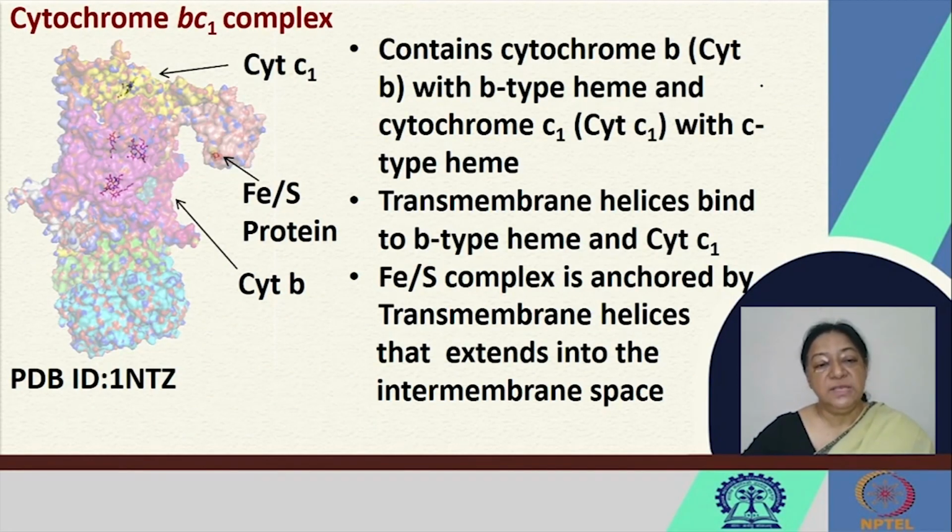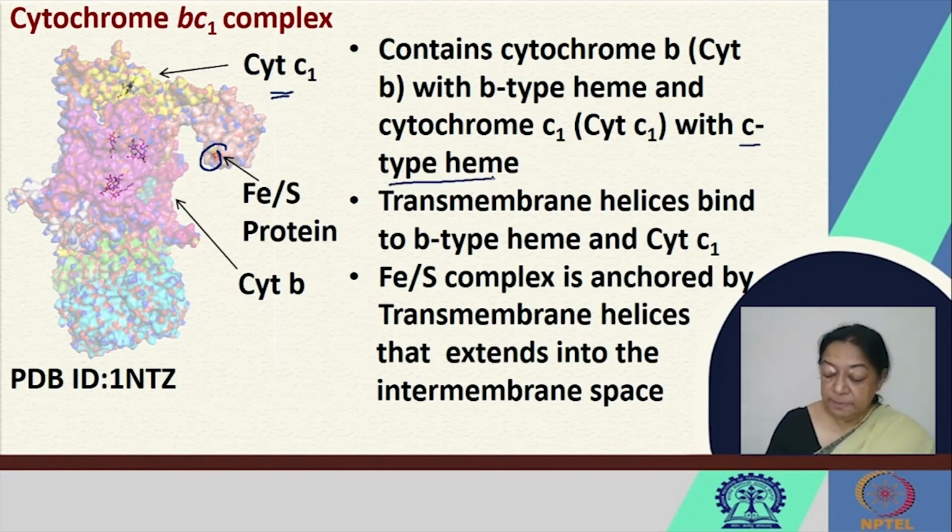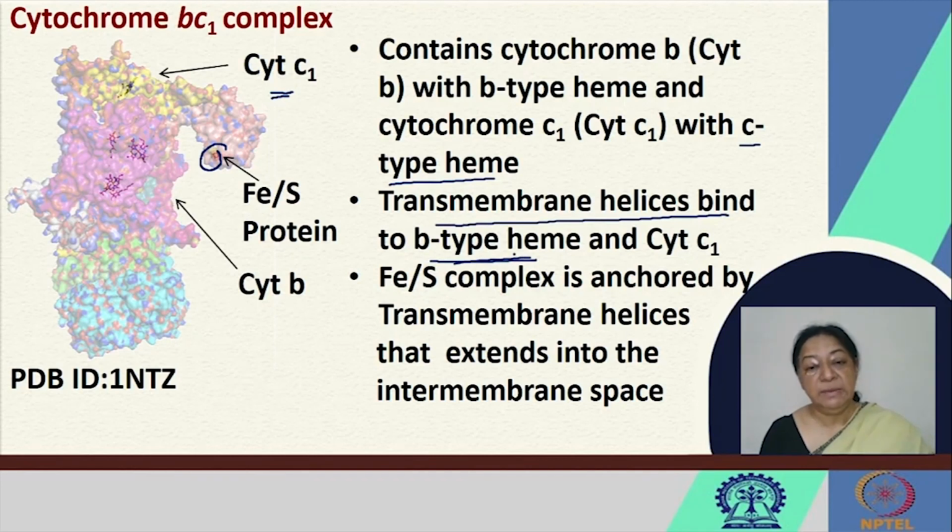So we have these proteins: the iron sulfur protein, and the cytochrome complexes, cytochrome B with a specific heme type, B type heme as it is called, and cytochrome C1 with a C type heme. Now these transmembrane helices bind to the B type heme, and the FeS complex is anchored by the transmembrane helices that extend into the intermembrane space.